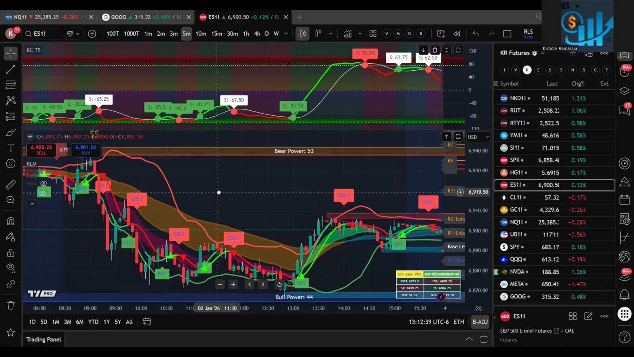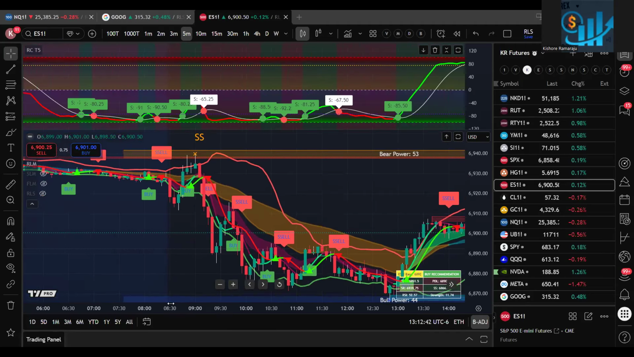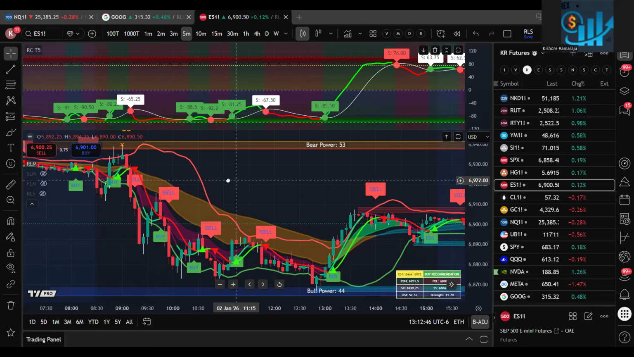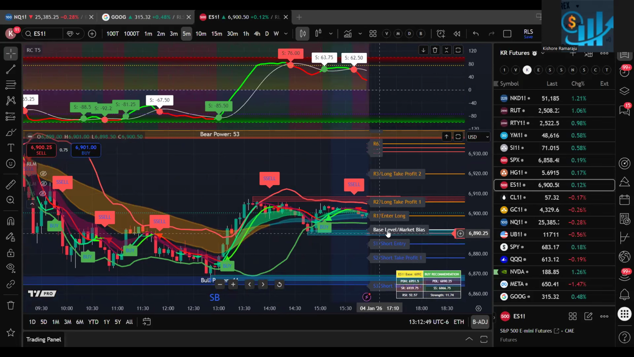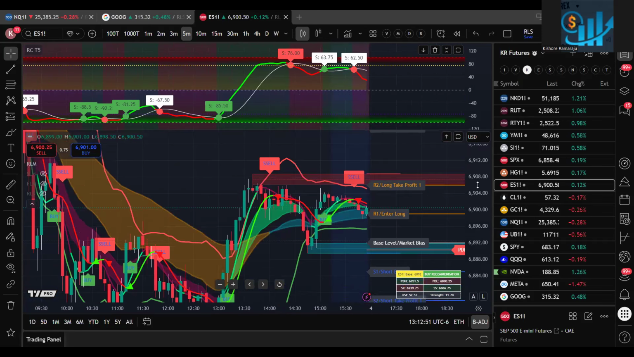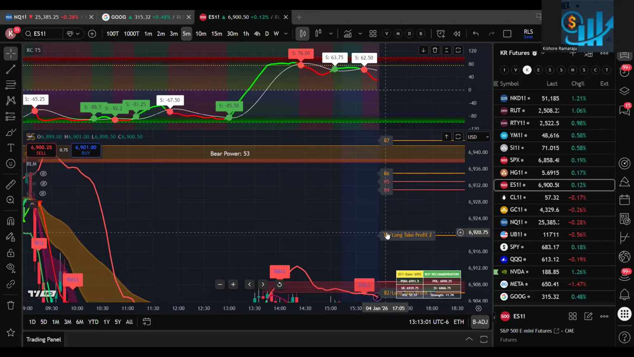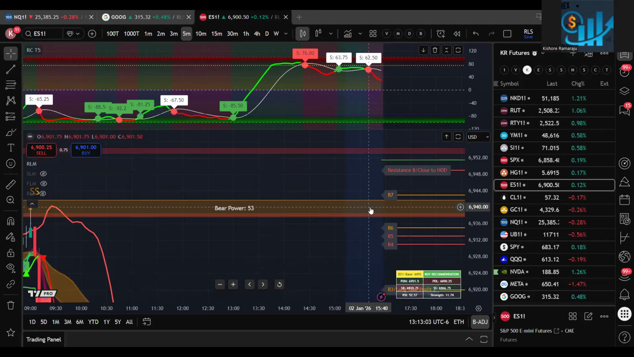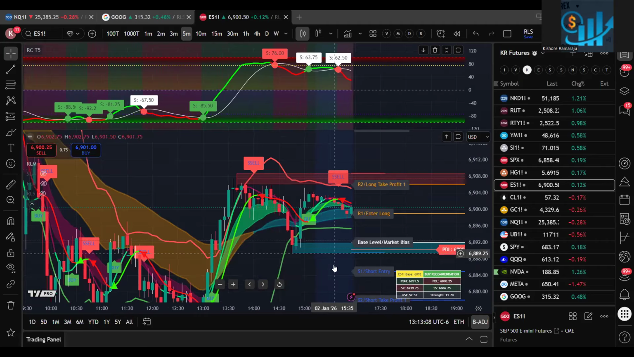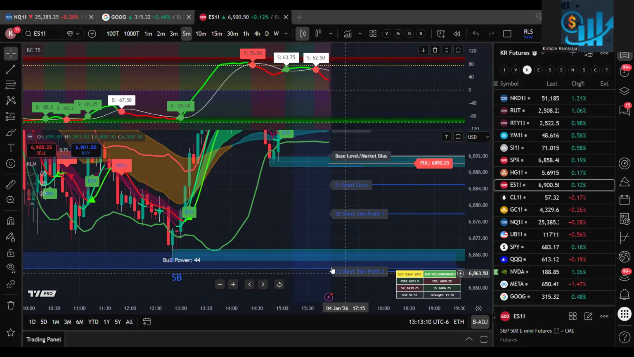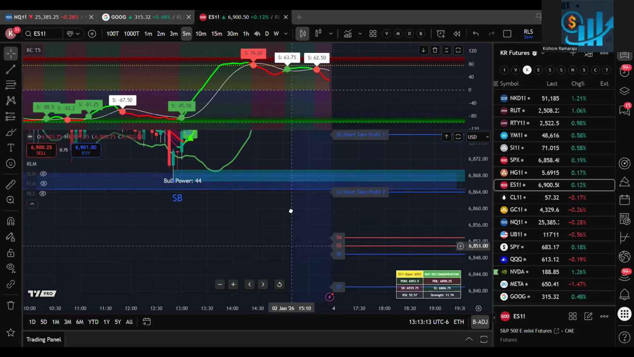So for example, on Friday, when market opened, here you have all the levels. This is the base level, that means that is the market bias. This is like your 100K price. This is your R1, this is your R2, this is your R3, R4, R5, R6, R7, R8. In the same way, below the base level, you have S1, S2, S3, S4, S5, S6, S7, S8.